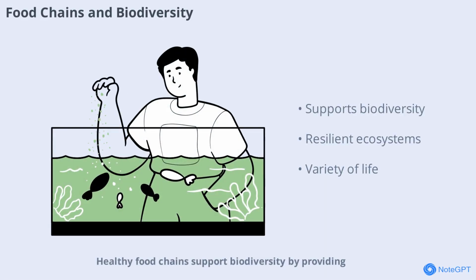Healthy food chains support biodiversity by providing a variety of habitats and food sources. Biodiversity, in turn, makes ecosystems more resilient to changes and disruptions. Protecting food chains means protecting the rich variety of life on Earth, from the smallest microbes to the largest mammals.